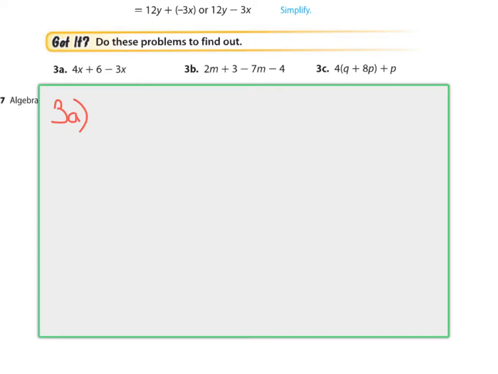Let's look at 3a. In 3a, we have 1, 2, 3 terms. We have 3 terms. We have 2 terms that have coefficients, and the variables are the same. So those two are like terms. So let's go ahead and shift them around so that the like terms are next to each other. So we have 4x minus 3x plus 6, right? All I did was move the terms around so that they can now work with their like terms.